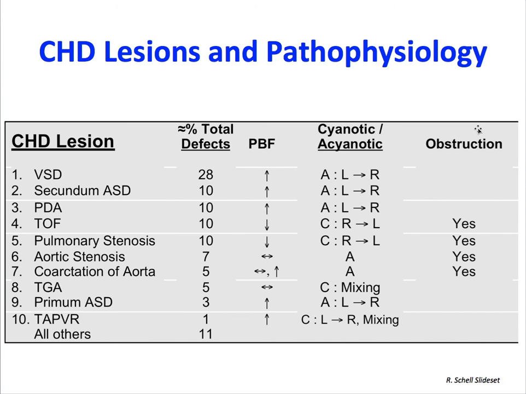This is a different pathophysiology, and that is, as we pointed out in the previous slide, a right to left shunt when the SVR drops and pulmonary blood flow is reduced and cyanosis can occur. And then lesions that are obstructive, like pulmonary stenosis, aortic stenosis, coarctation of the aorta, and others listed here.